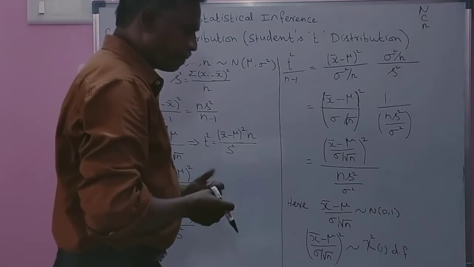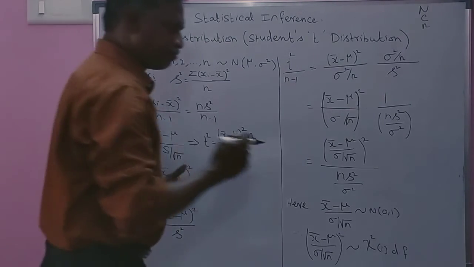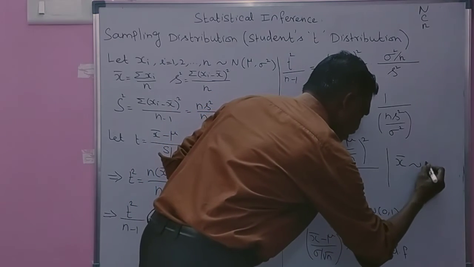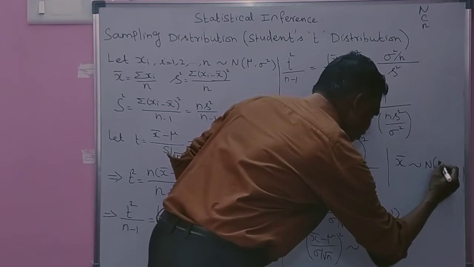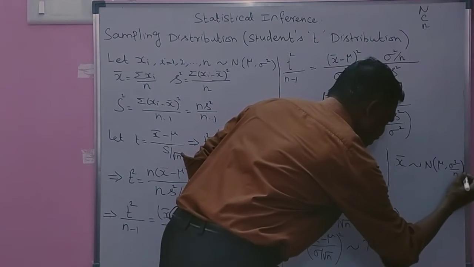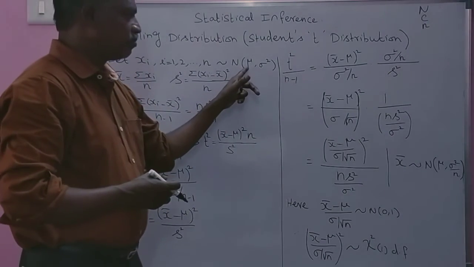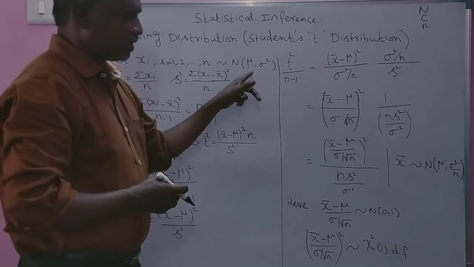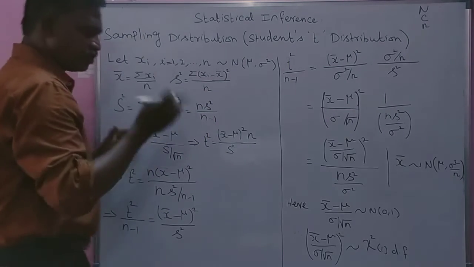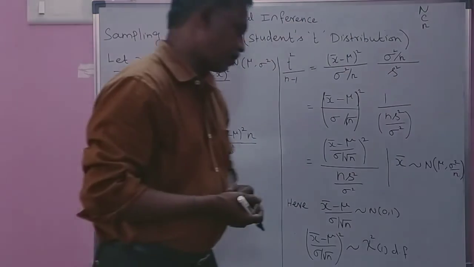Now the sample observations are drawn from a normal population. Therefore x bar, the sample mean, follows normal with mean mu and variance sigma square by n. This is one basic theorem. So when sample observations are drawn from a normal population with mean mu and variance sigma square, the sample mean constructed from the sample observations follows a normal distribution with mean mu and variance sigma square by n.